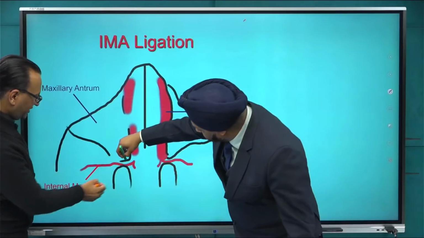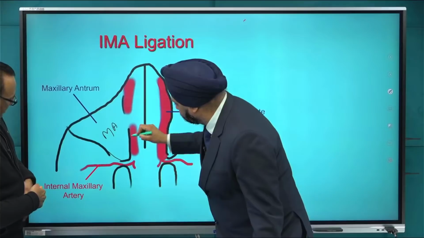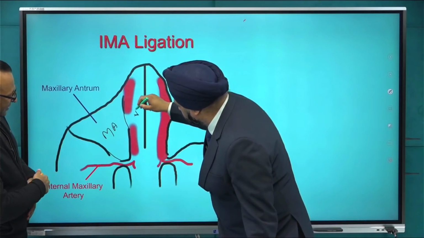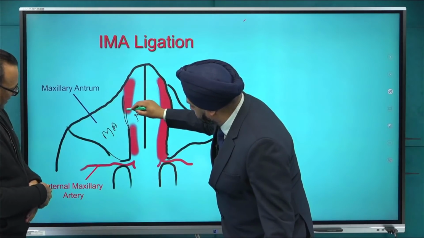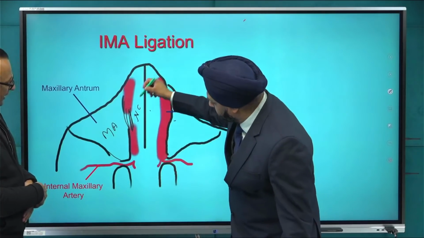So this is the antrum. This is the maxillary antrum, and this is the ostium. This is the nasal cavity, the septum, and this is the inferior turbinate. So we just cut it to show the approach.